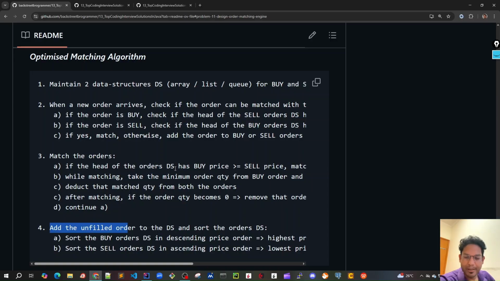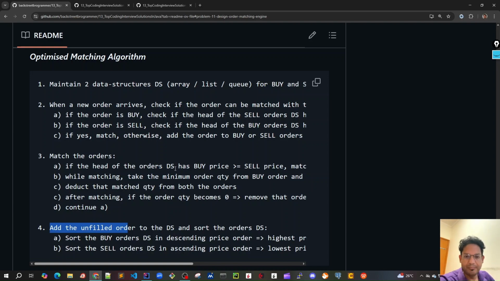And if all the buy orders that we have received just now are exhausted, which means they're all filled, then we don't need to add this buy order to our data structure, which means we are going to avoid all the adding and sorting part. So this would be much more optimal than our previous algorithm.